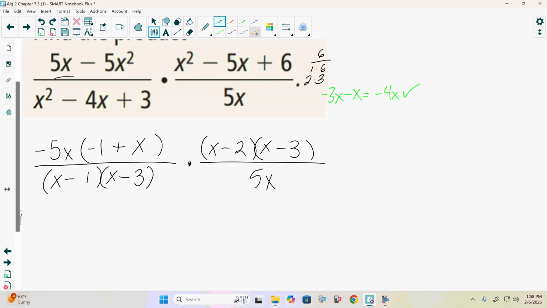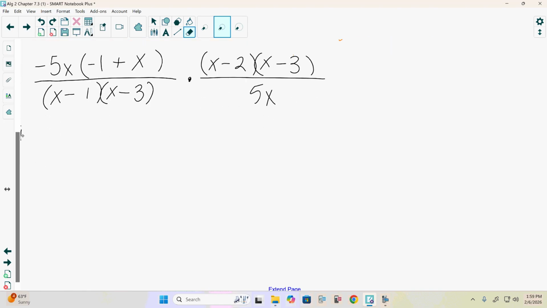And if I check it, x times negative 3 would be negative 3x. Negative 2 times x would be negative 2x. And negative 3x minus 2x would indeed give us negative 5x. That's the middle term we want. We can go from there. Questions on this so far? So we have them all factored, yes?